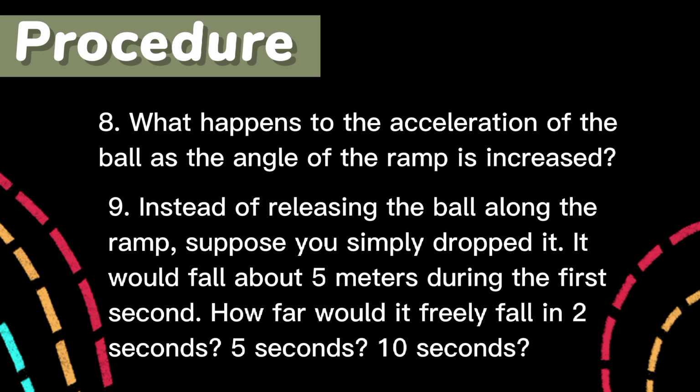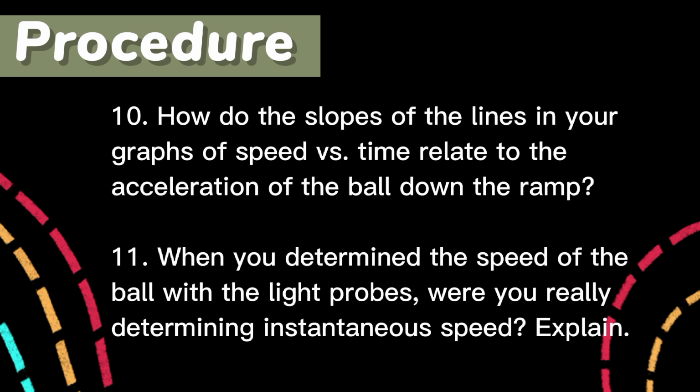Number 9 question. Instead of releasing the ball along the ramp, suppose you simply drop it. It would fall about 5 meters during the first second. How far would it freely fall in 2 seconds, 5 seconds, and 10 seconds? Number 10 question. How do the slopes of the lines in your graph of speed versus time relate to the acceleration of the ball down the ramp?